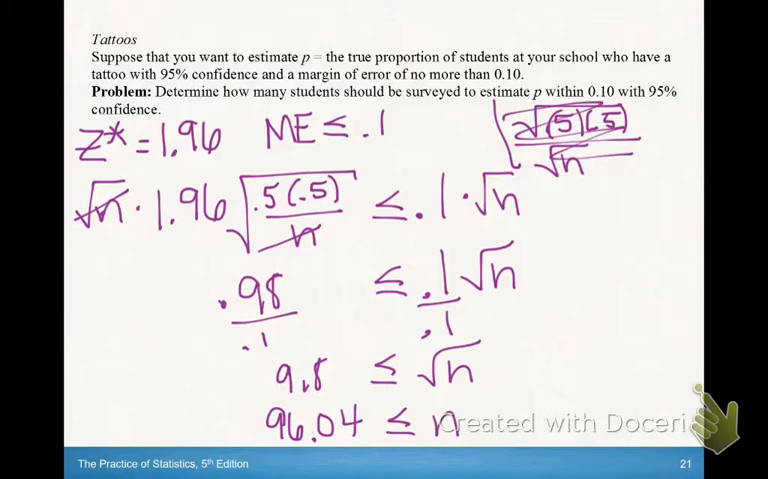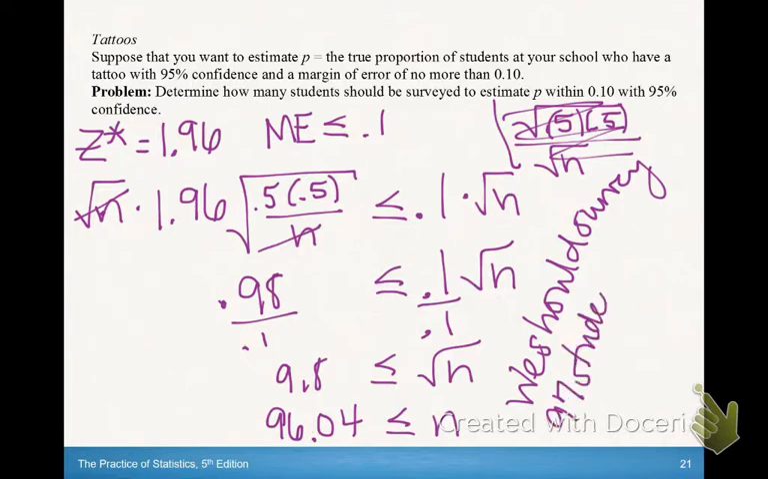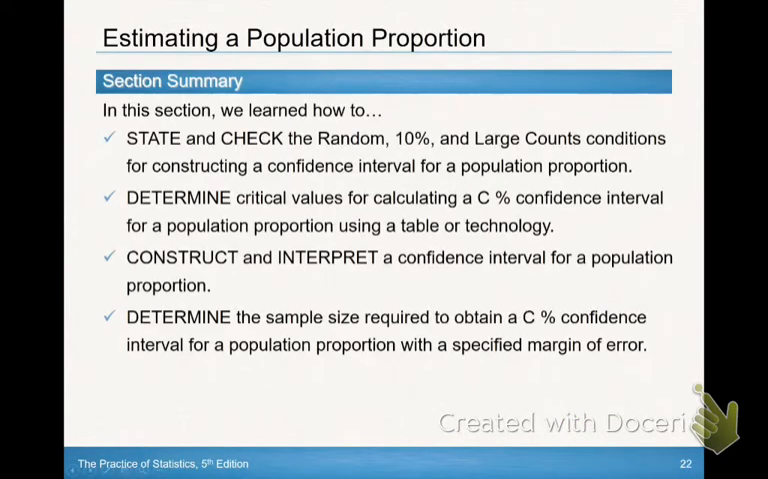So we should survey 97 students to ensure that the margin of error is no more than 0.1 with a 95% confidence. Okay, I hope that makes sense. That is the end of that section. We're going to put it all together now. We go into a whole different part with means next, but we have a quiz first.